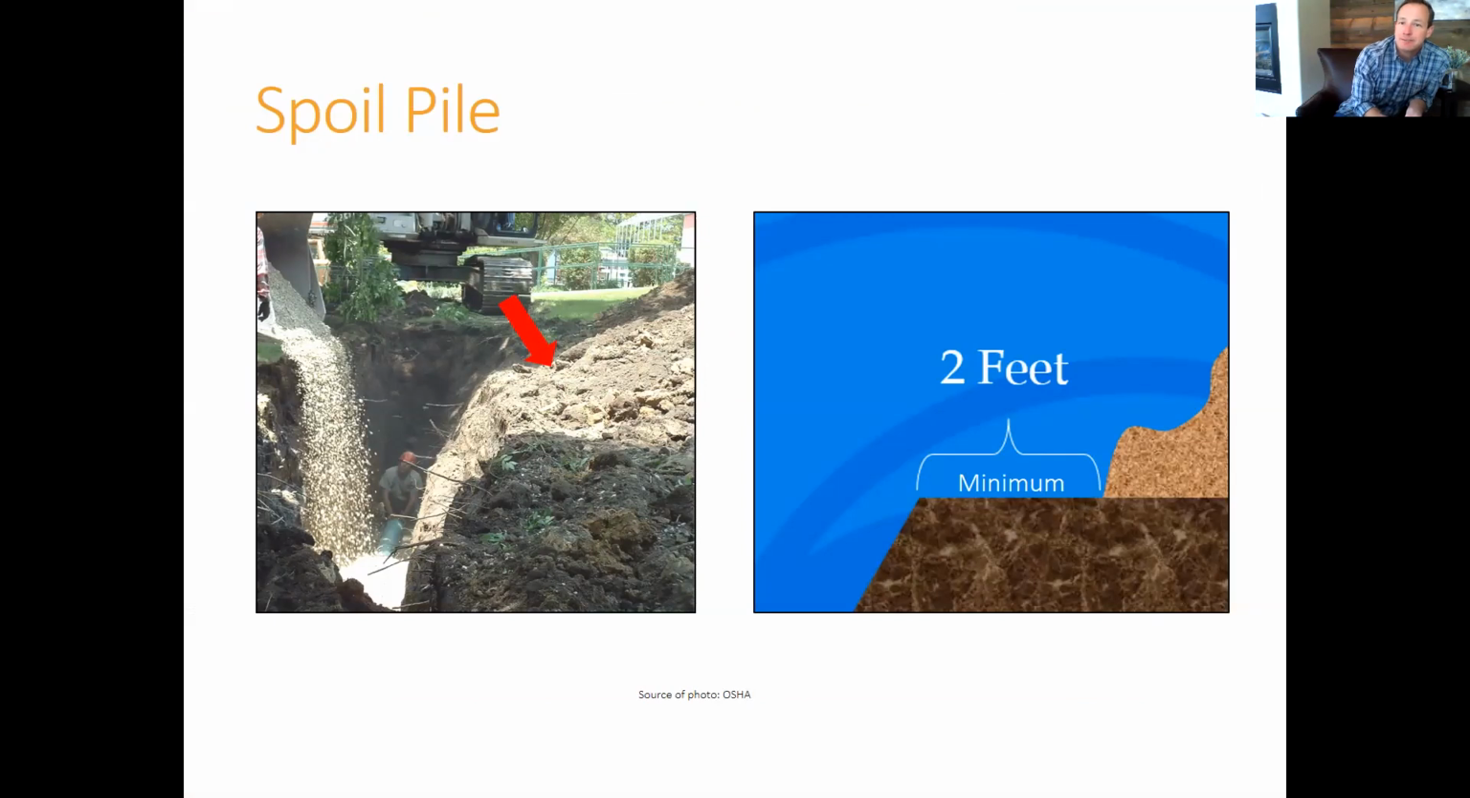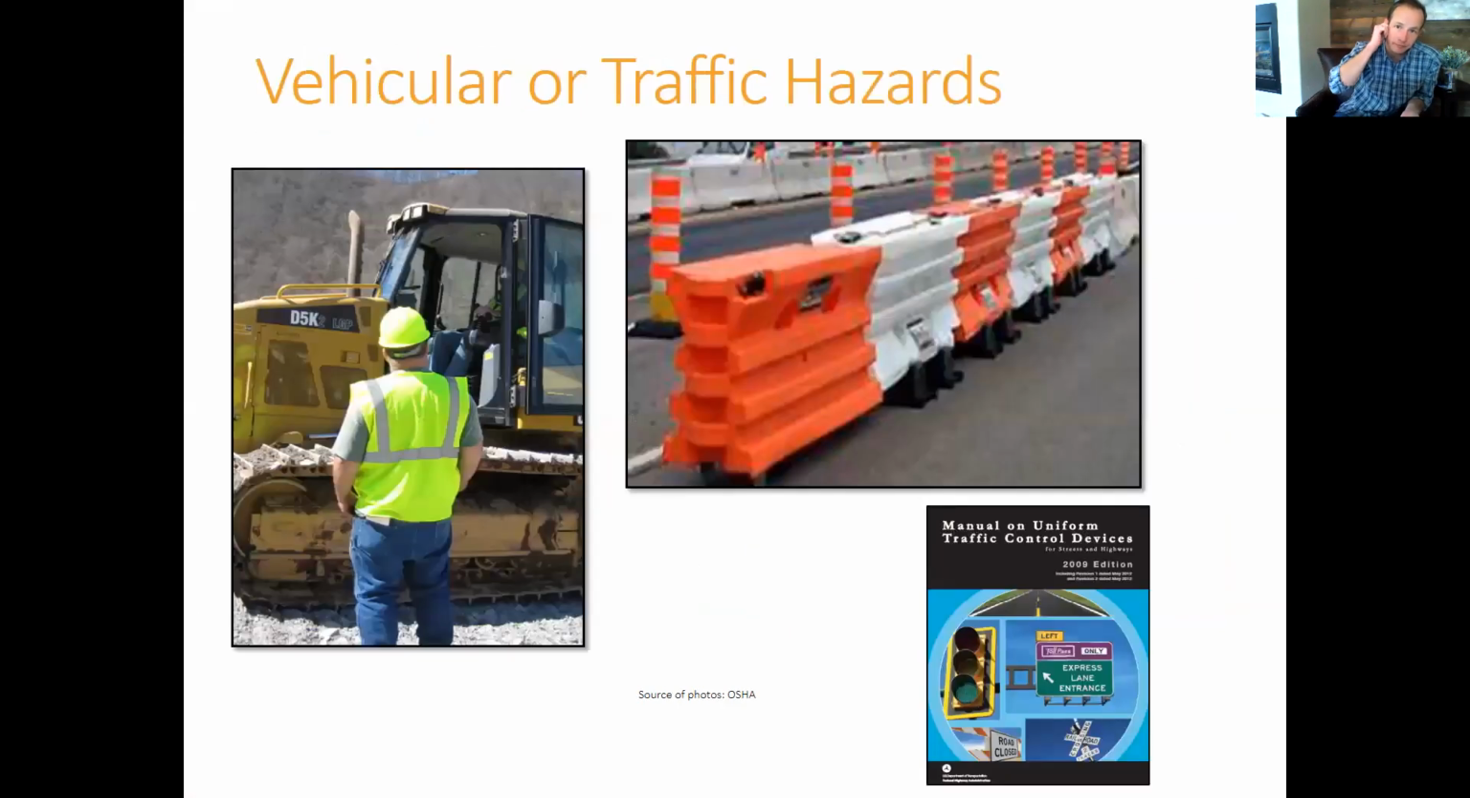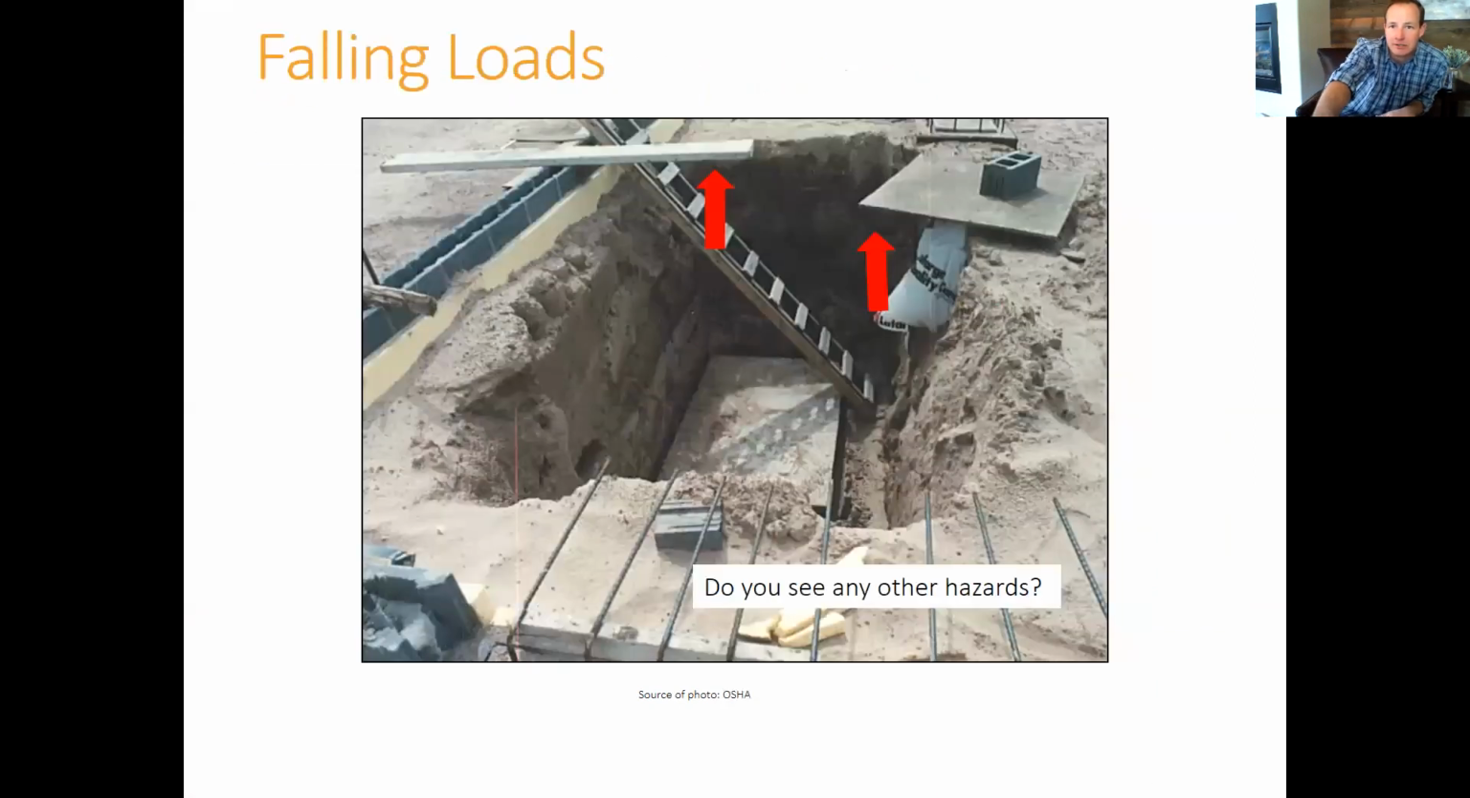The spoil pile needs to be 2 foot back from the edge because you have overhead hazards, equipment being next to the trench. You need to protect things from falling into the trench, and also that surcharge that is being put on the trench by any equipment being near it. So vehicular and traffic hazards. Trenches are dug in roads all the time. We've got to make sure that the vehicles cannot go over into that trench. So it's got to be protected somehow. These are all other hazards that you have to deal with.